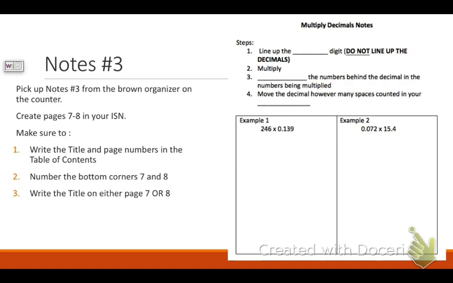It says here on either page 7 or 8, but I prefer that you write it on the top of page 7. Make it neat. I do not like to look at sloppiness. And it's hard for people to read sloppiness. Okay? Alright, so let's keep moving on here.